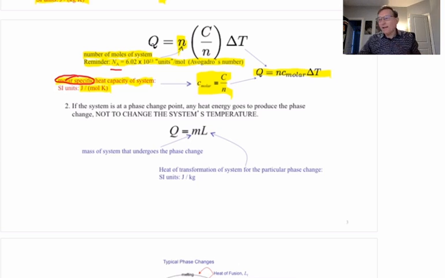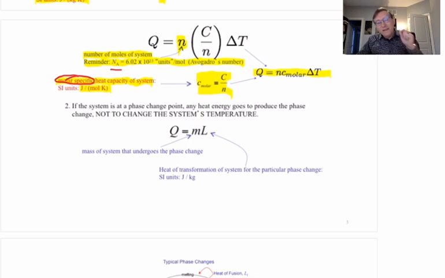Okay, so again, the question at the beginning here was, what are some things that can happen when a system exchanges energy as heat, Q, with its surroundings? And we said, one, if we're not at a phase change point for the system, then its temperature can change as the heat exchange occurs. Now we're going to possibility two.